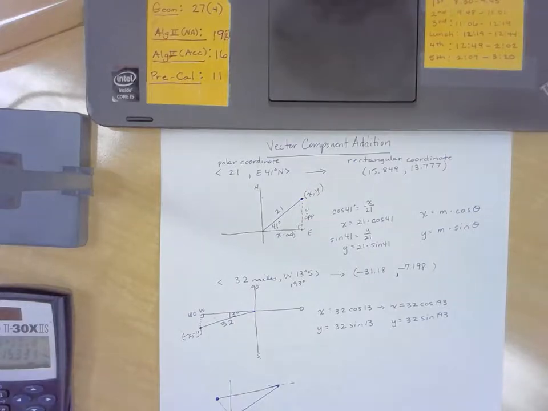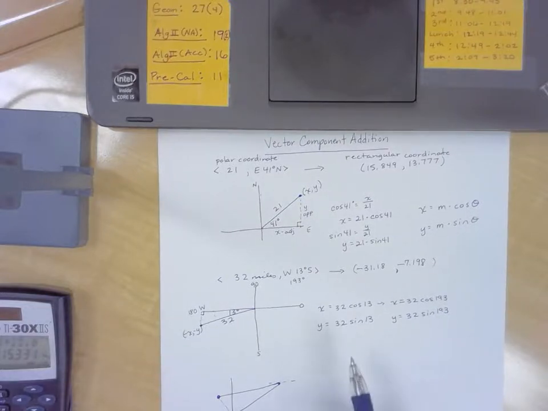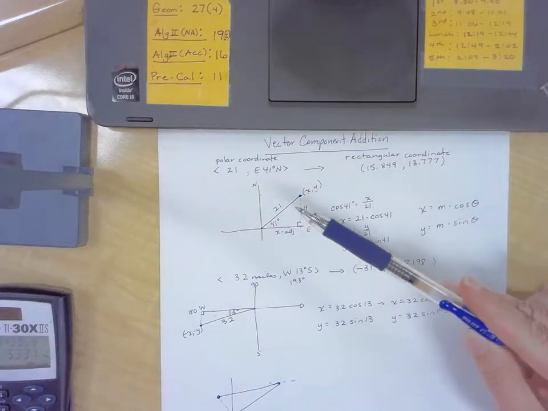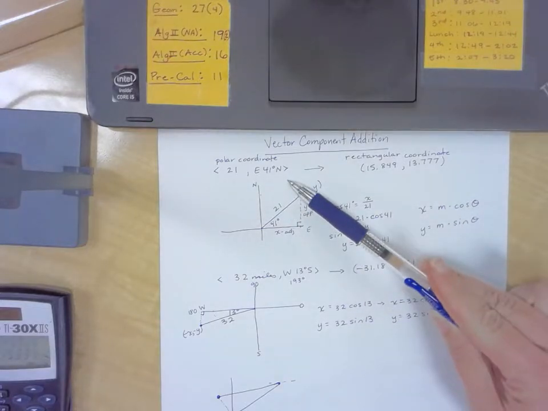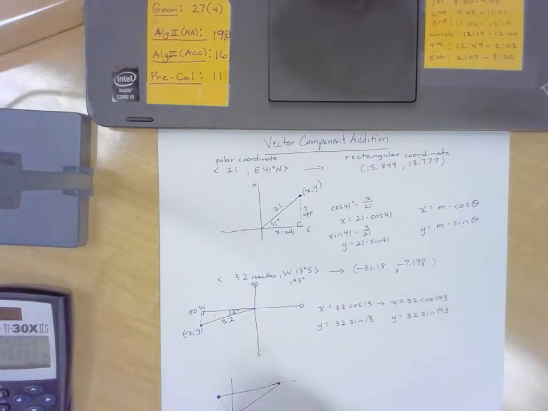Okay, we're back, and now I'm going to add on to the last lesson about vector component addition. I'm going to use the information that we found in the last video. So I'm going back up and using these two particular vectors from polar coordinates. This is the first one. It was the vector of 21. This was our 41-degree angle.